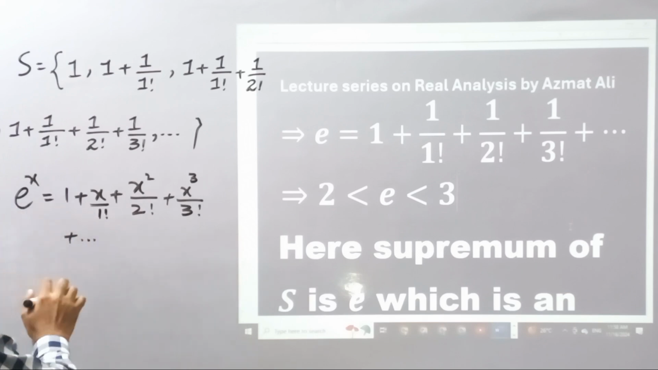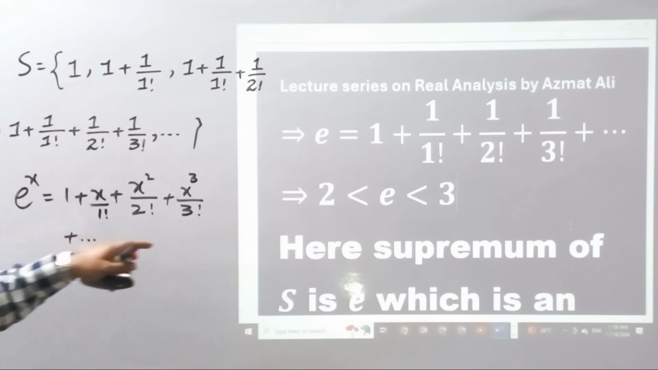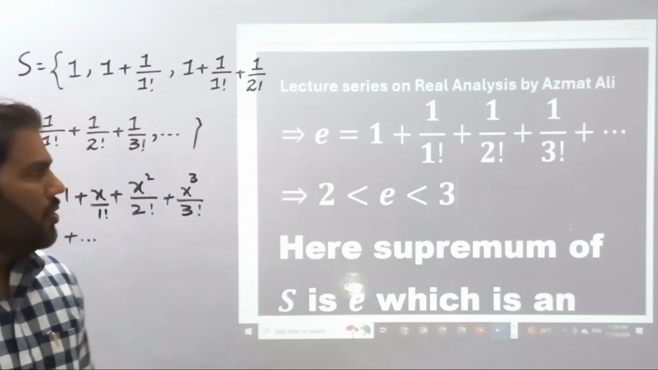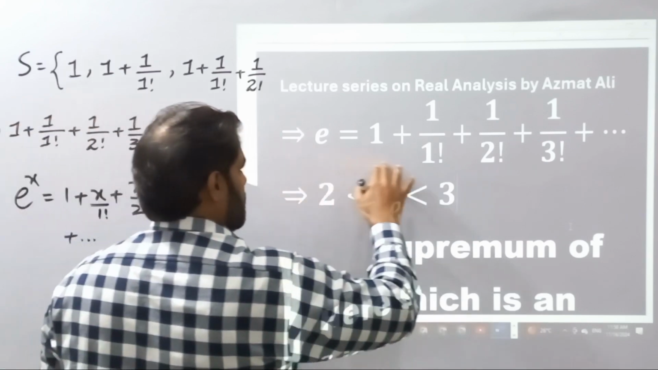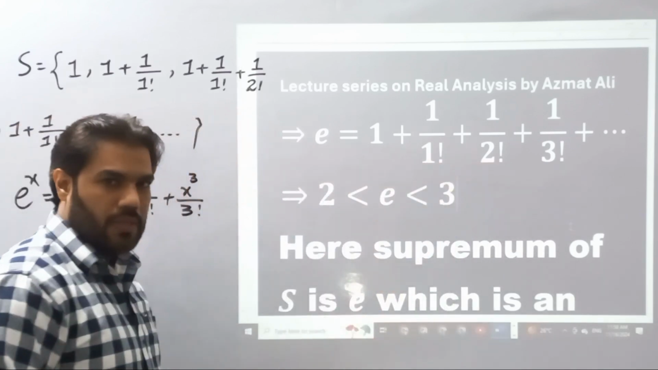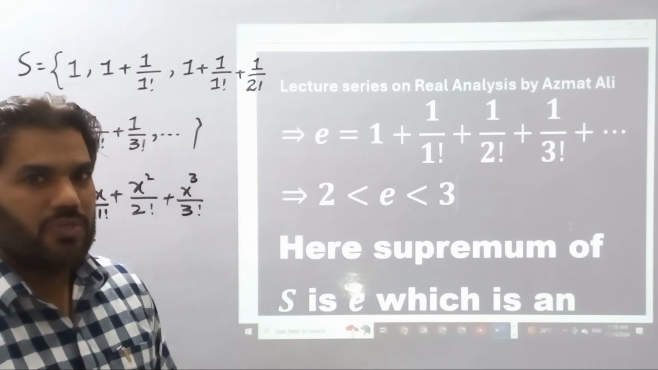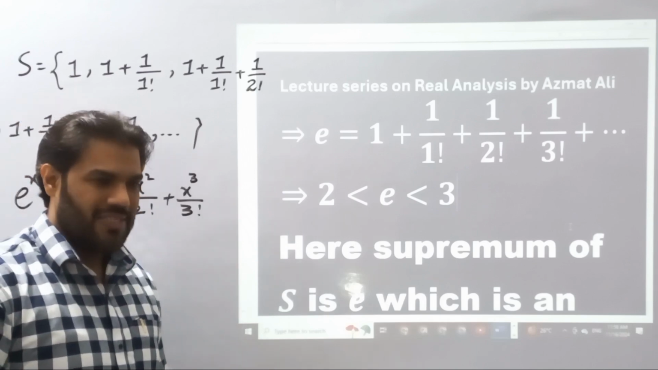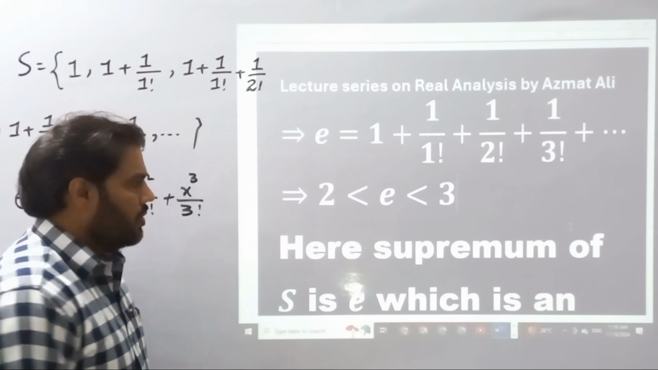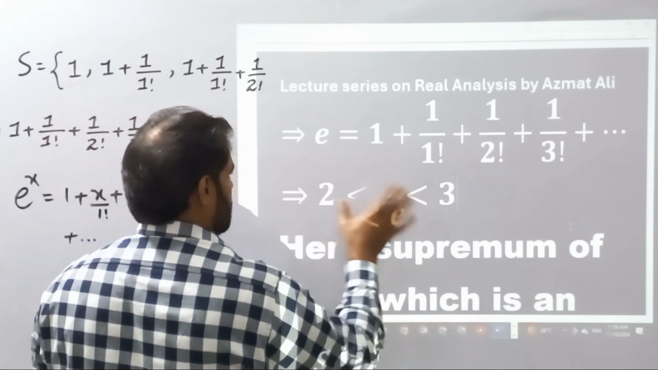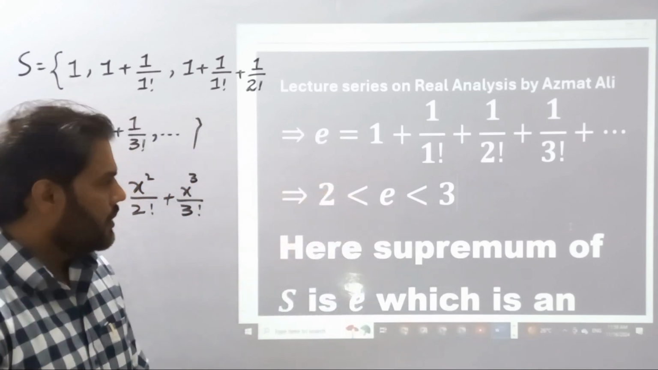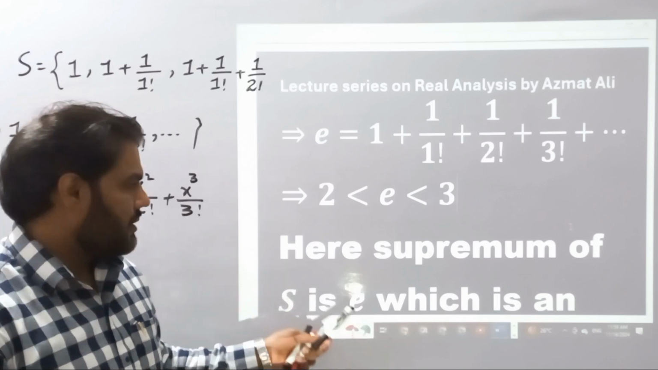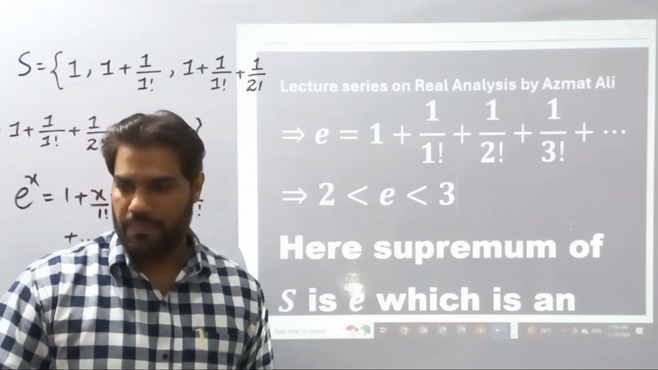On the left hand side, if we put x equal to 1, this gives us e. This is the Euler number, and the Euler number always lies between 2 and 3. So this also shows that our set S is bounded above by 3. This implies e lies between 2 and 3. Now, what is the supremum of this set? Here the supremum of S is e.